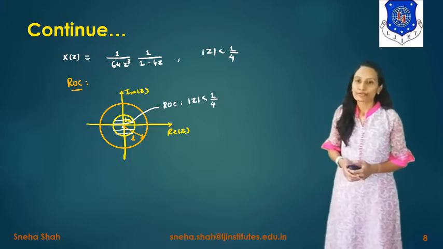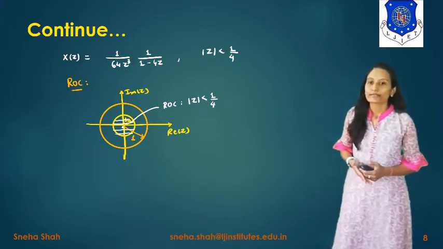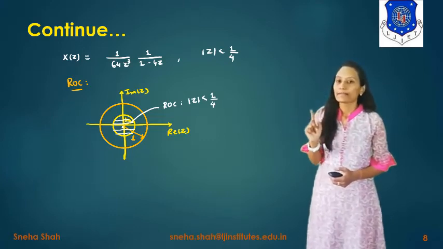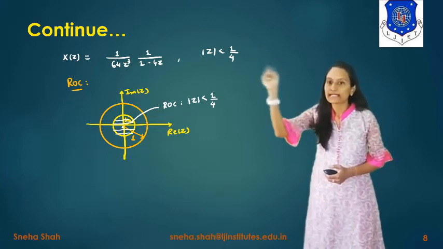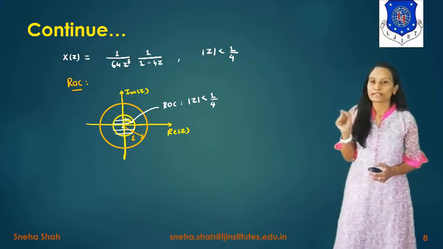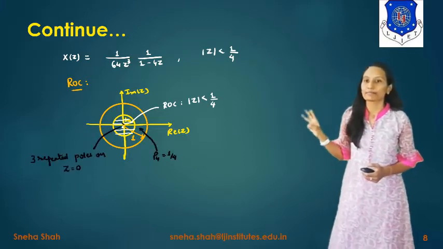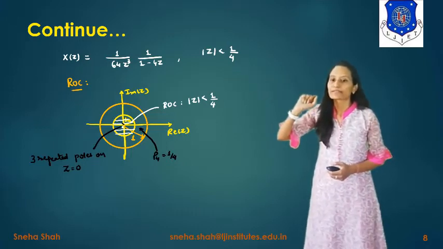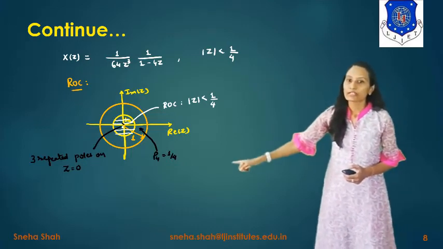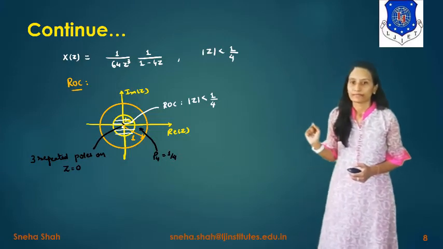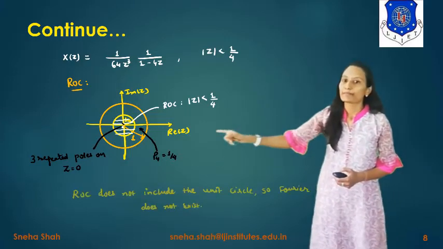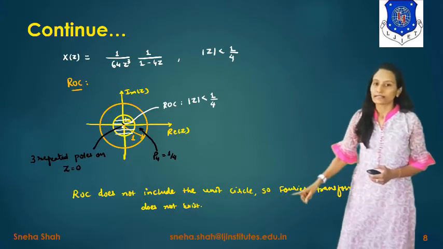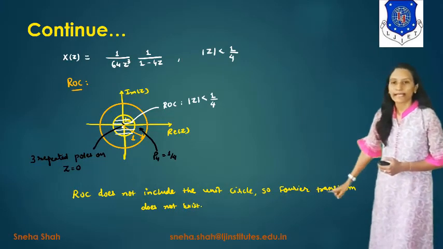Now if you want to draw the pole-zero plot, you can see that there will not be a single zero, but there will be some poles. First one is z cubed. Z cubed means at z equals 0, there will be 3 repeated poles. And the second part is 1 - 4z, so the fourth pole will be at the 1/4 point. So these are the pole positions. Now, the ROC does not include the unit circle, so the Fourier transform does not exist.